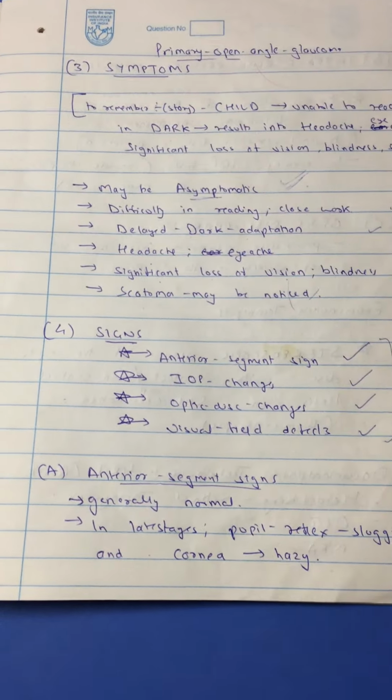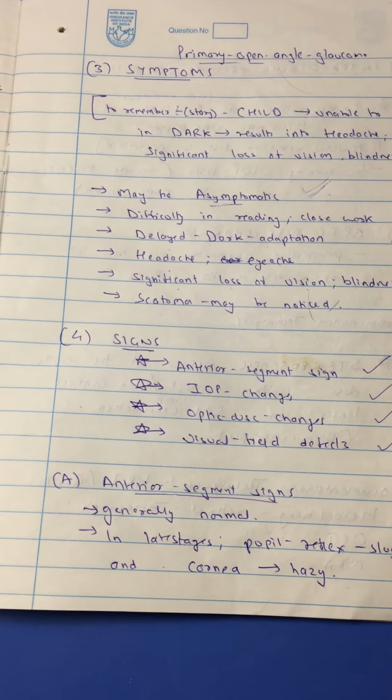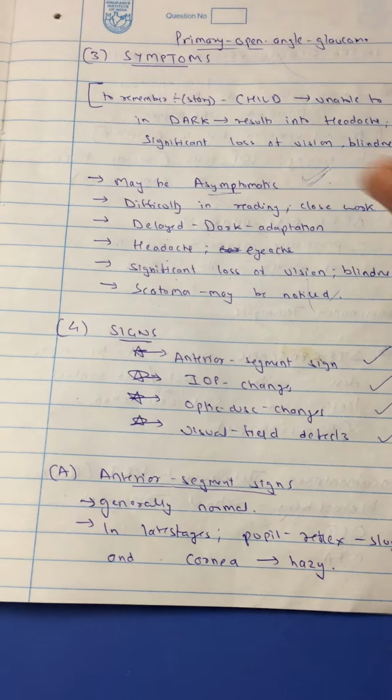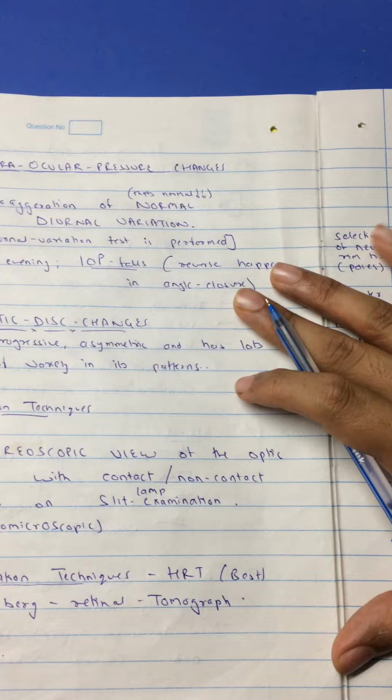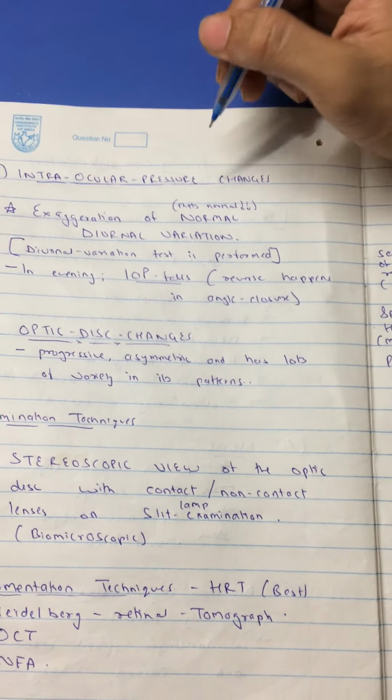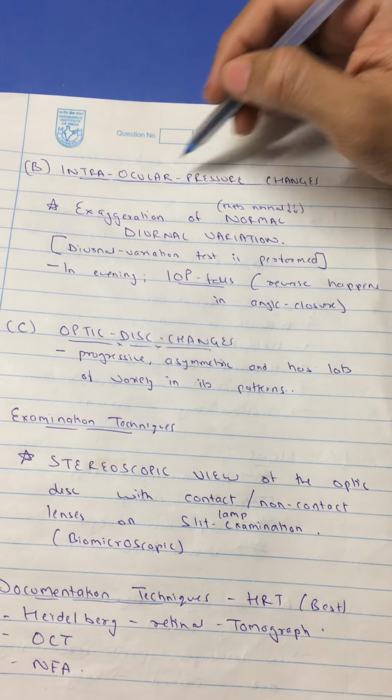The anterior segment is generally normal, but in the later stages the pupil reflex may be sluggish and the cornea may appear hazy. That's the anterior segment. It's not very specific, but they can be there. The second is the intraocular pressure change. That's very important to note.